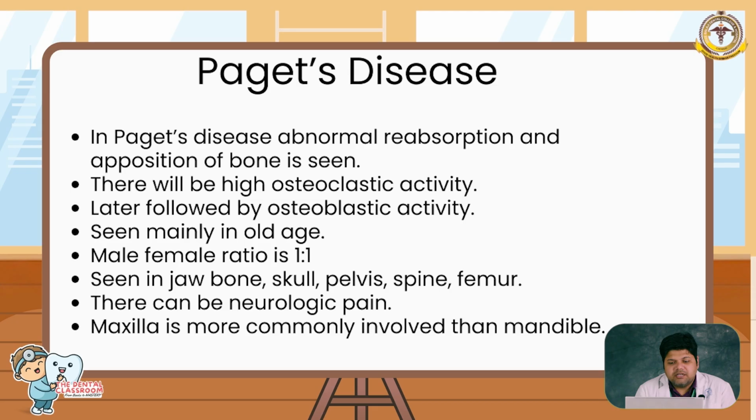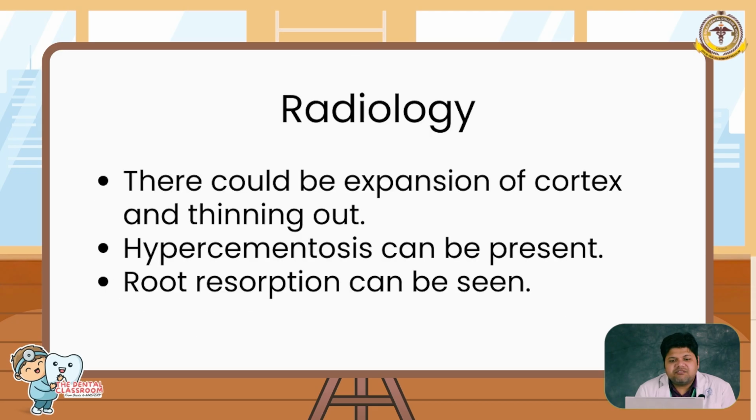Maxilla is more commonly involved than mandible, 3:1 ratio. So radiographic findings can be seen in 3 stages. It can cause expansion of cortex and thinning out, but does not perforate it. Hypercementosis can also be there. Root resorption can also be there.